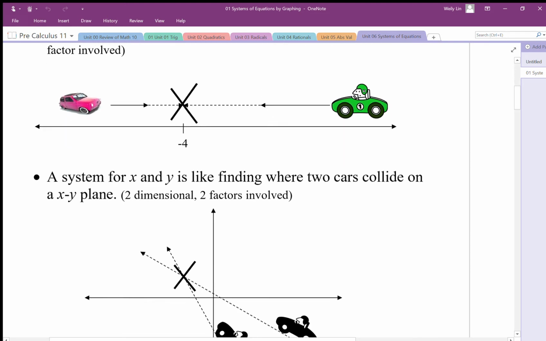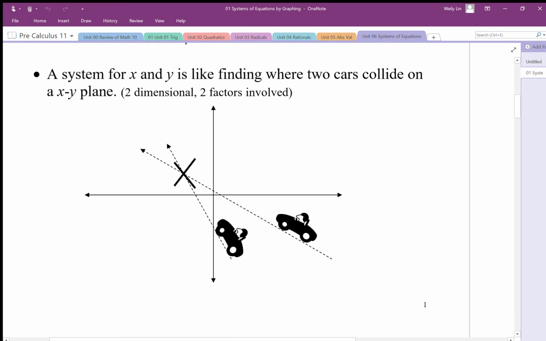When we have a system where we have x and y, we now have two variables. So when we have two variables, we're talking about a two-dimensional relationship. In a two-dimensional relationship, when we find where the two relationships intersect or meet, we end up having an xy coordinate. So in a system of equations, we're going to have both an x and y solution, and it's a two-dimensional solution.